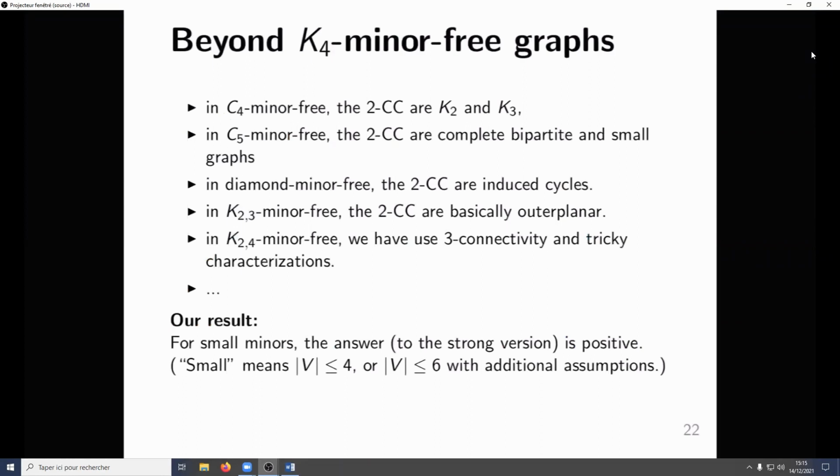So if you go beyond K4 minor, so for other small minors, you also have such decomposition. Sometimes you have to go to 3-connectivity and use some tricks, but basically the structure, looking at the decomposition and then certifying the 2-connected components, is common to all our results. So these are again our results.